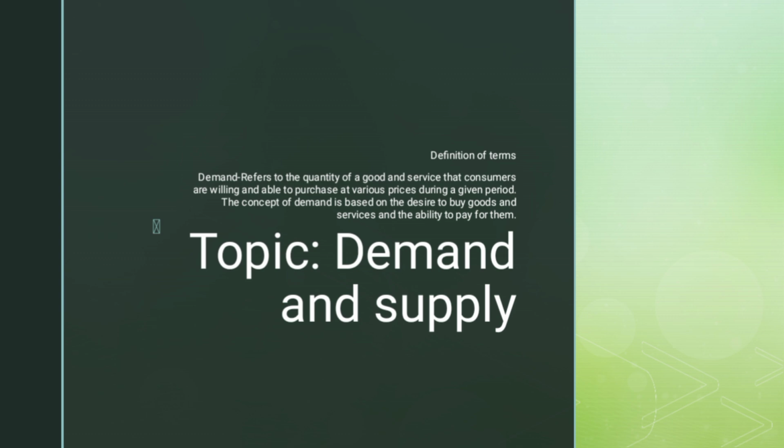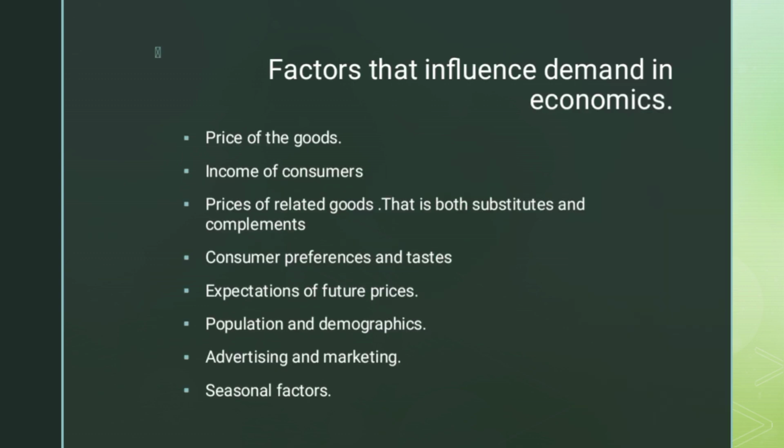And first we are going to look at the definition of terms. First we are going to look at demand. Demand refers to the quantity of a good and service that consumers are willing and able to purchase at various prices during a given period. The concept of demand is always based on the desire to buy goods and services and the ability to pay for them. After that, we are going to look at factors that influence demand in economics.